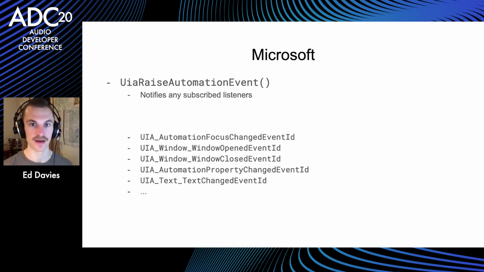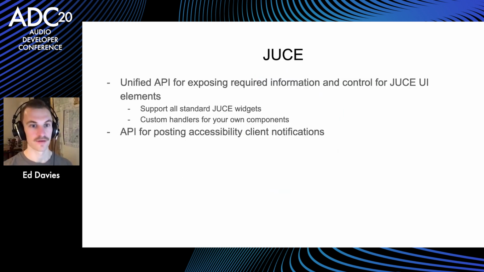So now we're going to take a look at how we're actually going to implement these APIs in JUCE. So what we really need is a unified API for exposing the required information and the required programmatic control access for JUCE UI elements. And we want this to support all the standard JUCE widgets by default. So things like JUCE button, JUCE text editor, JUCE slider need to be built into the library. But we also want it to be extensible and customizable for supporting custom JUCE components.